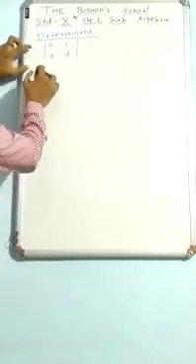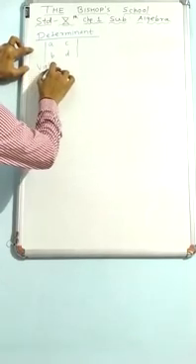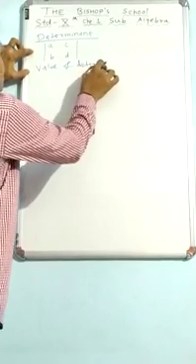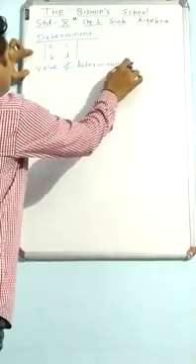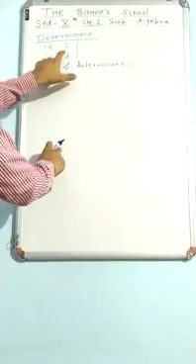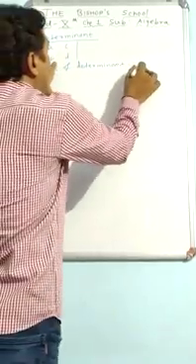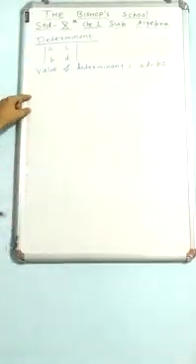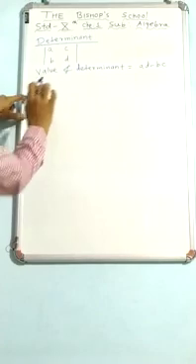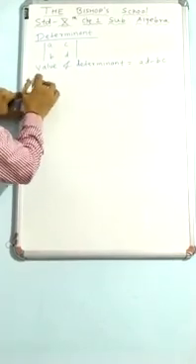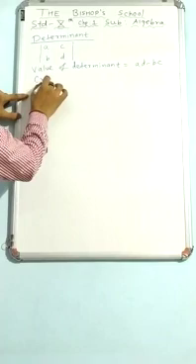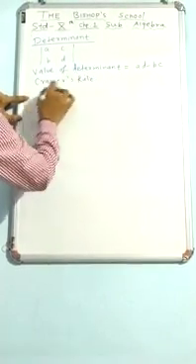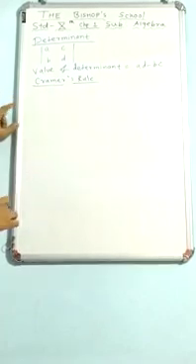So the value of the determinant is equal to AD minus BC. We have to cross multiply. Now AD minus BC is the value of the determinant. Now comes Cramer's rule. We will understand what Cramer's rule is.